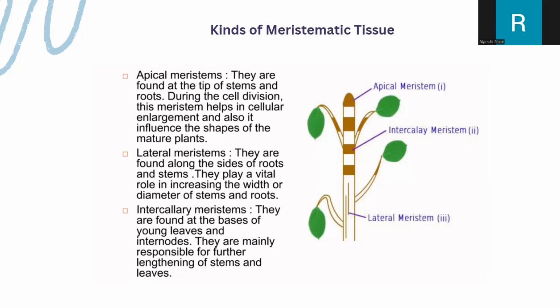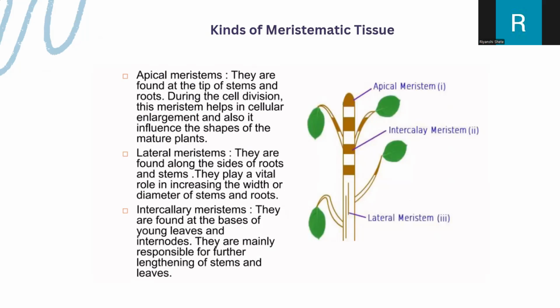In the image, you can easily identify the apical, intercalary, and lateral meristems with their locations. Apical meristems are found at the tip of the stem, and during cell division, this meristem helps in cellular enlargement and also influences the shape of the mature plant. Then lateral meristems are found along the sides of the roots and the stems, and they play a vital role in increasing the width or the diameter of the stems and the roots.